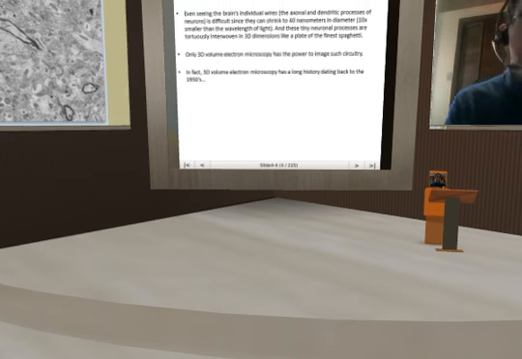Even seeing the brain's individual wires, the axonal and dendritic processes of neurons, is difficult since they can shrink down to 40 nanometers in diameter, 10 times smaller than the wavelength of light. And these tiny neuronal processes are tortuously interwoven.